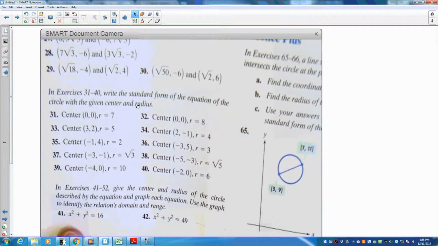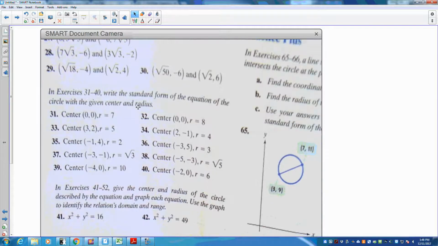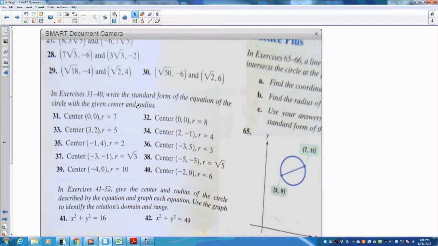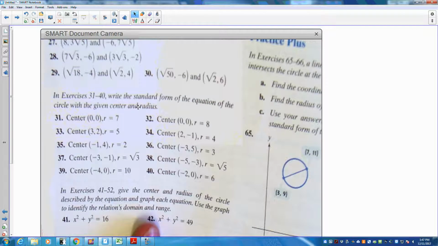Okay, now look at 41, and then I'll switch it over so y'all can see 43 and 45. All right. A lot more involved here. Give the center and the radius of the circle described by the equation, and it says graph each equation. Okay. So you'll need to graph them. And then use the graph to identify the relations, domain, and range. Okay. So this is like, what, the third or fourth time we've looked at domain and range? Okay. All right, let's look at one of these and find it real quick, okay?